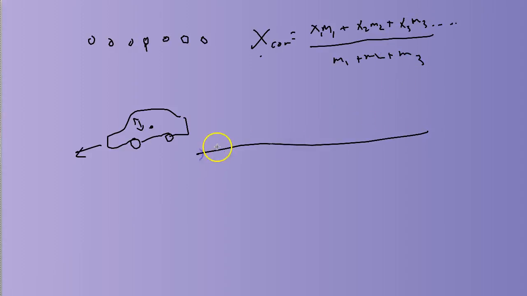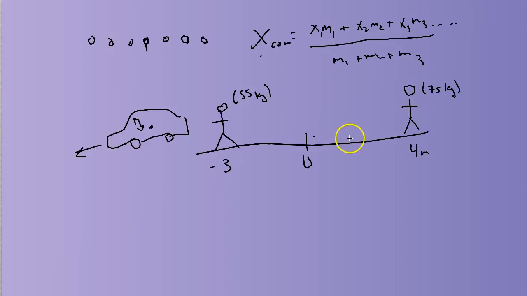So if we have maybe two people, one person standing right here and another person standing right here, and let's say this is position 0, this person's at a position of 4 meters, and this person's at a position of -3. This person has a mass of 55 kilograms, this person has a mass of 75 kilograms, and maybe there's a cat right here at 1 meter that has a mass of maybe 5 kilograms. I don't know how much a cat weighs. Alright, so let's find the center of mass of this system of 3 objects.